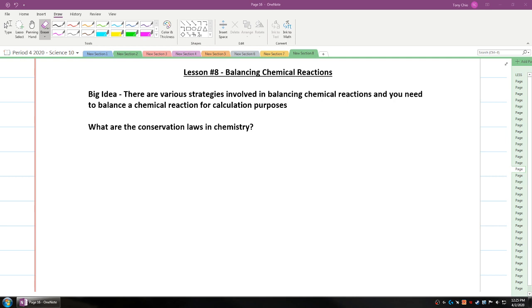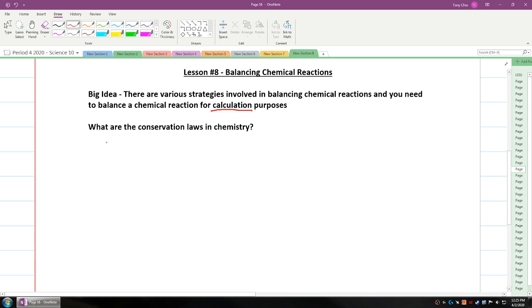So the big idea today is there are various strategies involved in balancing chemical reactions, and you need to balance a chemical reaction for calculation purposes. Now, when we talk about calculation purposes, that doesn't really have much meaning this year in Science 10, but that will when we get to Chemistry 11.